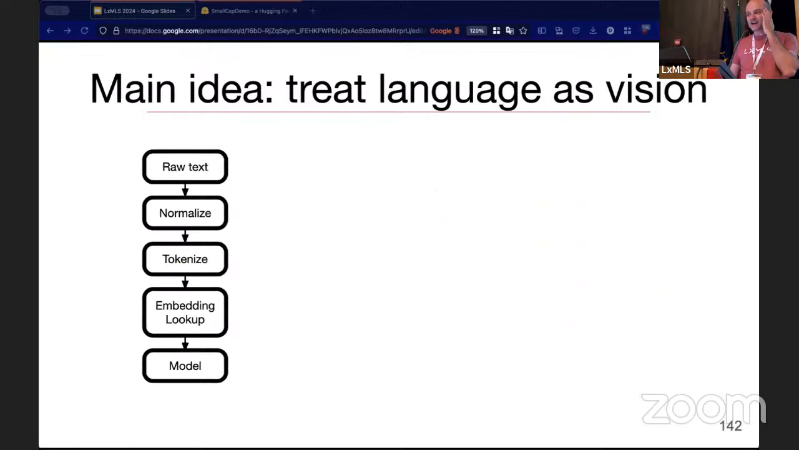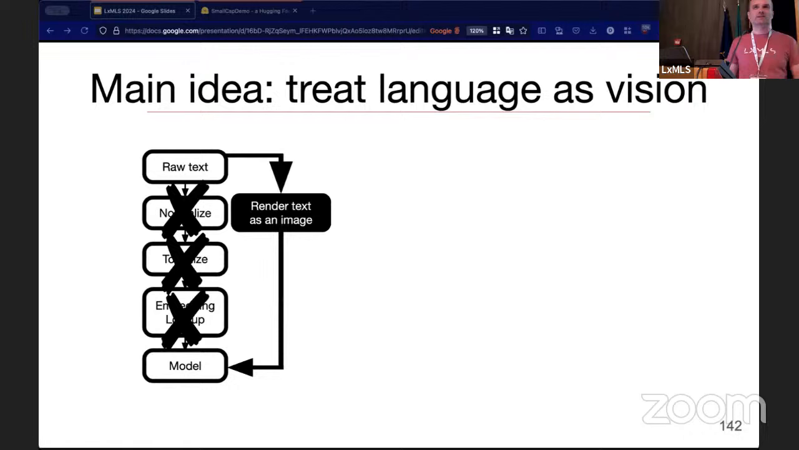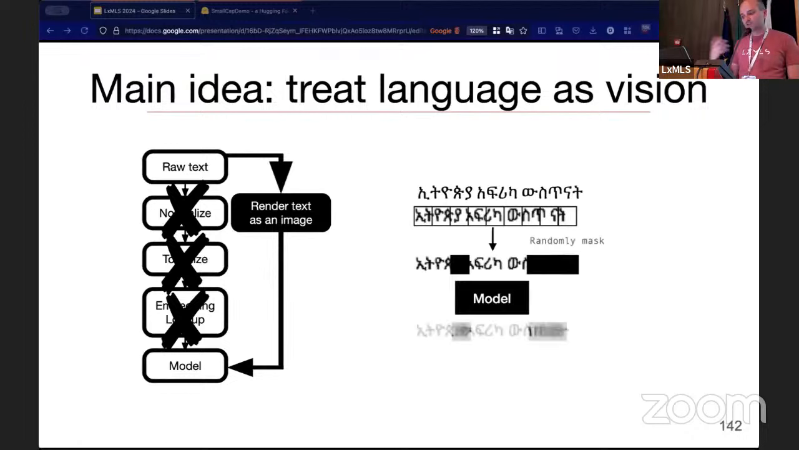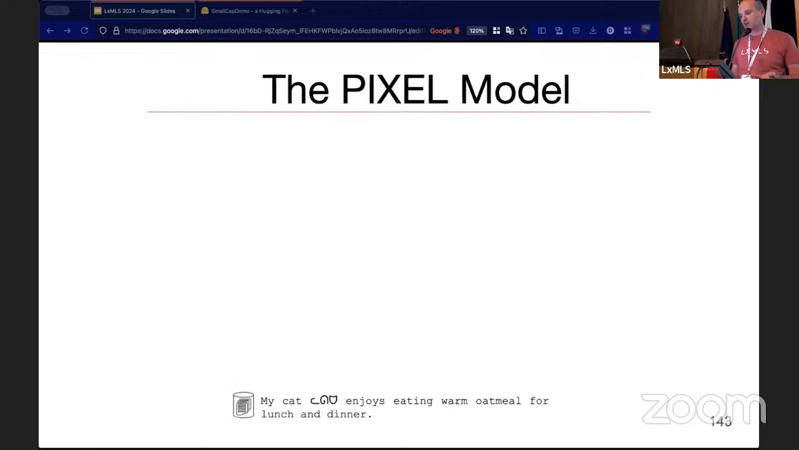And so the main idea we were trying to pursue is to treat language as visual processing. So we're going to throw everything away, not do any of this pre-processing, and instead treat text as visual data. What this means is that our Amharic sentence, like you see here, we can render into an image, and we can process this just as if it's any other language that we can render using fonts in an orthographic format. And we call this approach PIXEL.